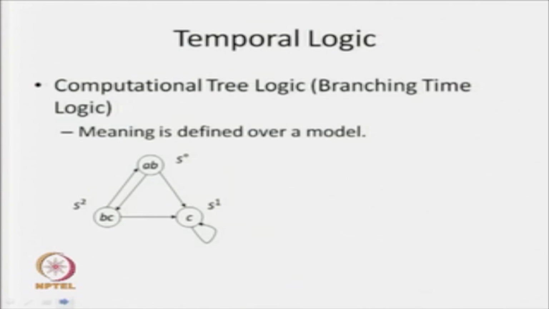Now, computational tree logic is a branching time logic, and we define the meaning of CTL with respect to a model. Just see this particular example. Say I have this model M with three states, S0, S1 and S2, and we have some transitions. Just consider this transition: S0 goes to S2 by this particular transition.